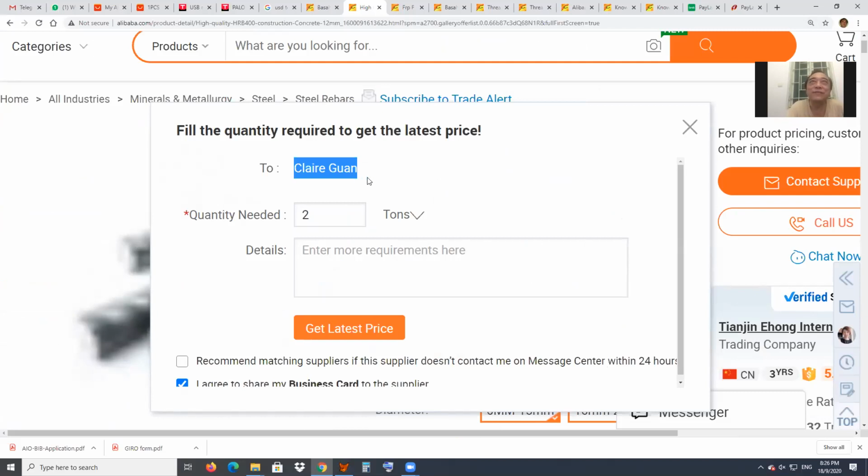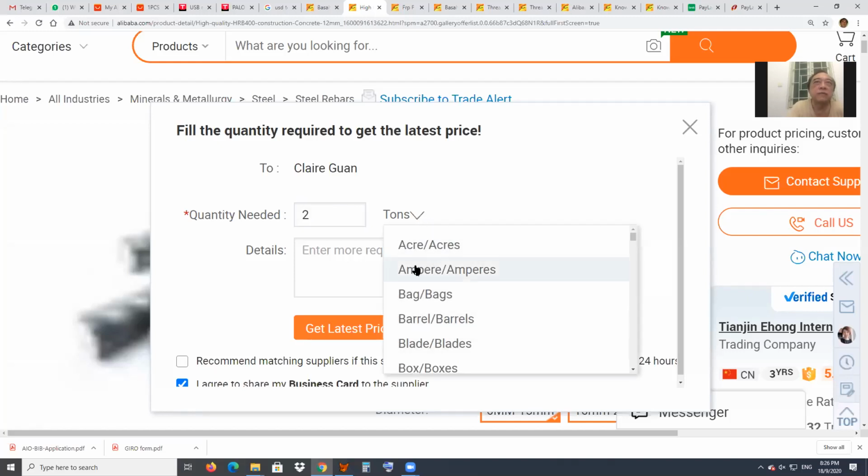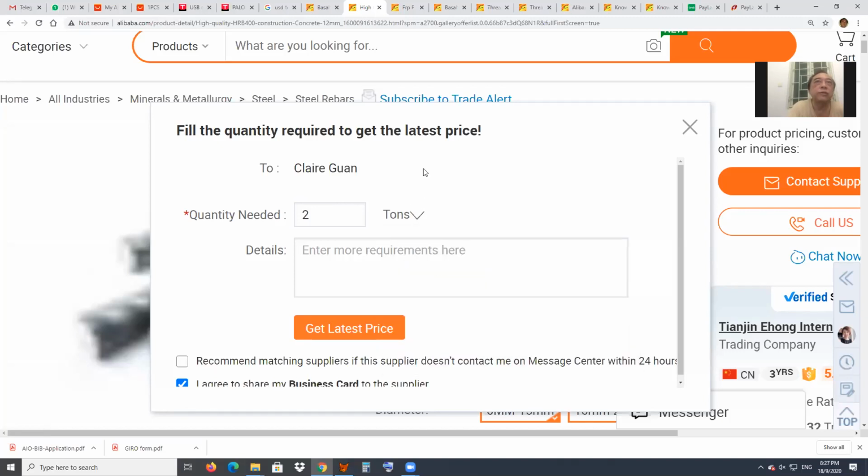So let's say if you ask for the latest price list, you type any detail you want, some important requirement. Normally, you just follow the unit here. You don't need to change here. Then you will send to them.